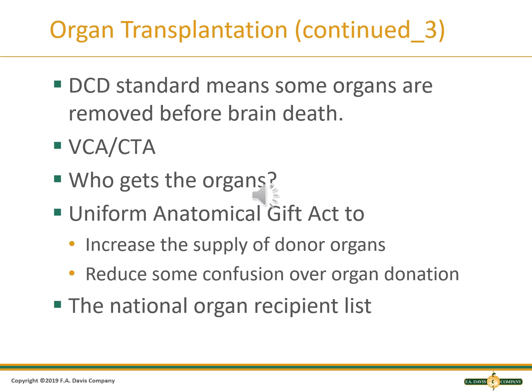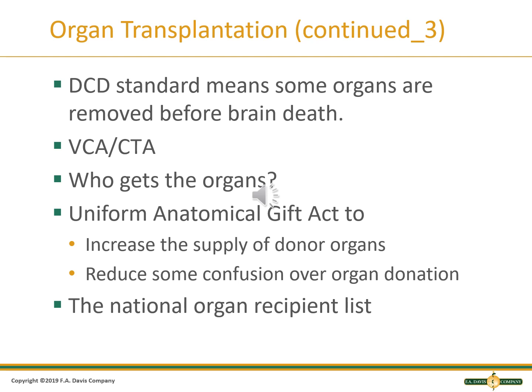Another issue arises when determining who gets the organ. The Uniform Anatomical Gift Act was passed to increase the supply of donor organs and reduce confusion regarding organ donation. The National Organ Recipient List attempts to list and rank in a non-discriminatory way everybody who needs organs.